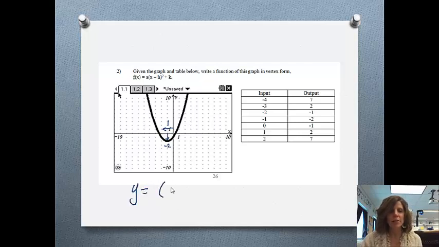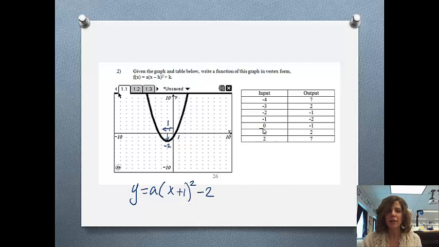To get myself to go to the left 1, I'd have to put x plus 1, because remember we do the opposite on the inside. Don't forget that square, that's really important. And then since I had to go down 2 to get to my vertex, we're going to put minus 2. I still need to put the a out in front because I need to figure out what number that would be. Alrighty, so I'm going to go over to my table. I can pick any point that I want.